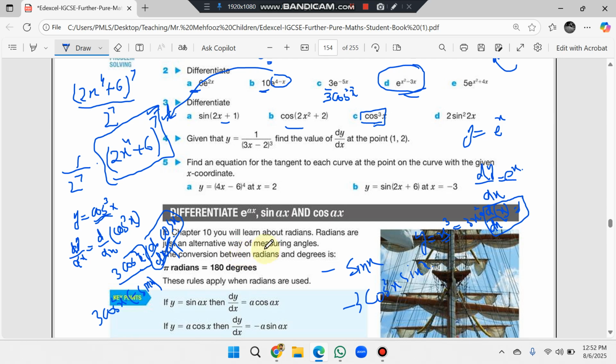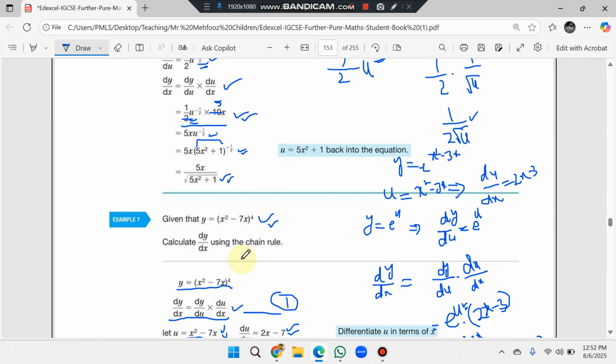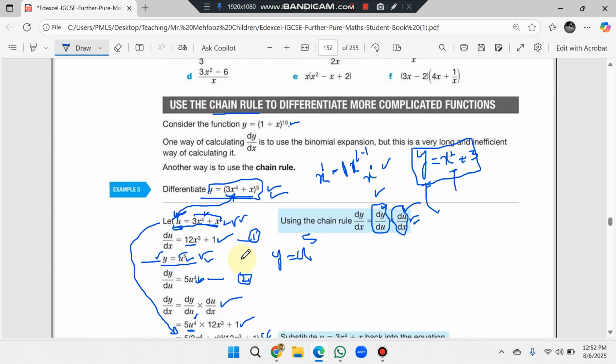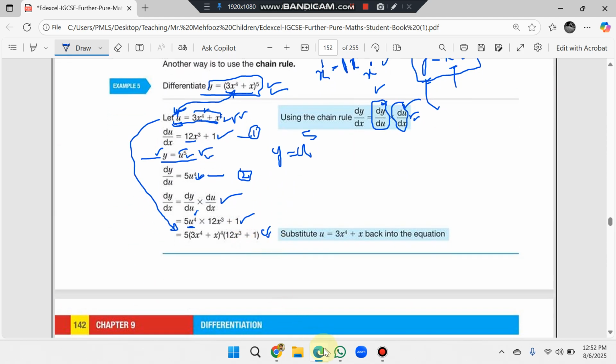Okay, you have to solve this. Then I'll explain again. First of all, you have to do the examples. I'll explain again.